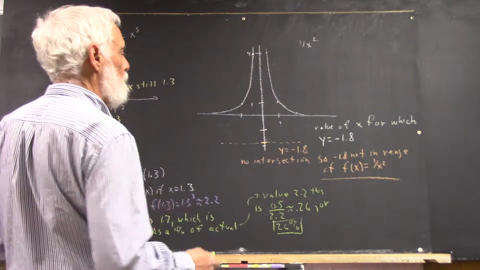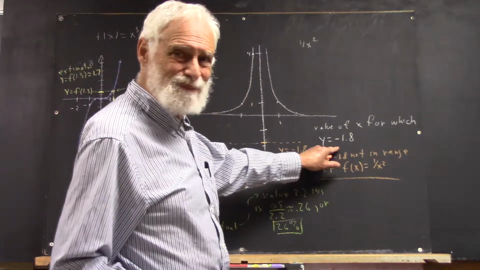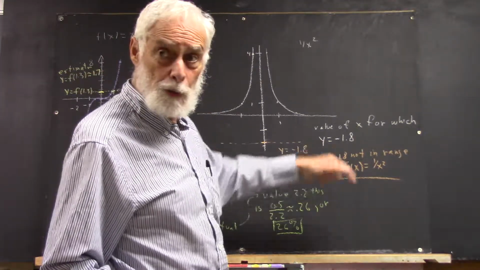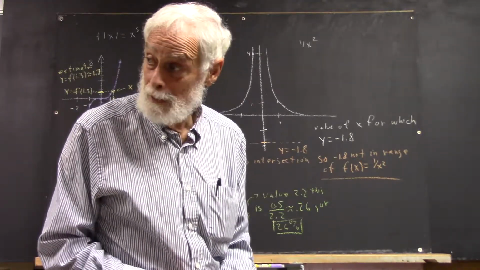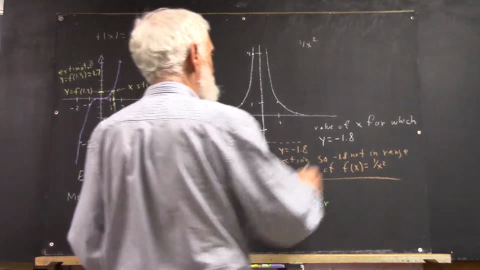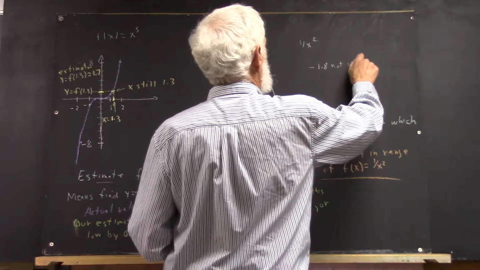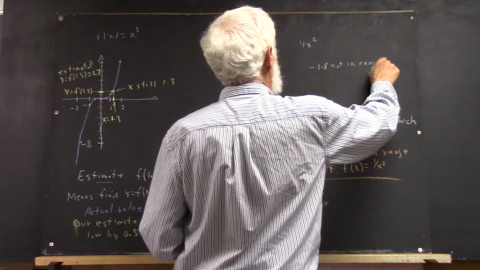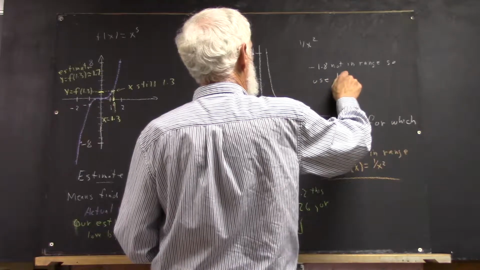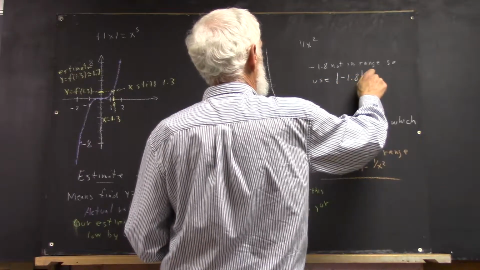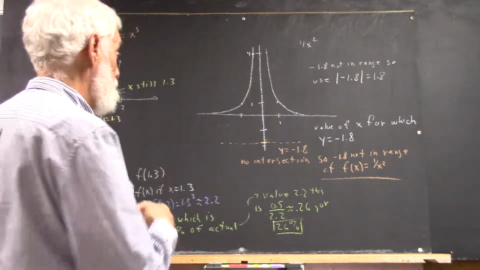Okay. Now, what about y equals, I tell you, if negative 1.8 isn't in the range, go ahead and use the absolute value, which many of you did. So I figured. Use the absolute value. Since negative 1.8, we use the absolute value of negative 1.8, which is 1.8. And many of you did this.